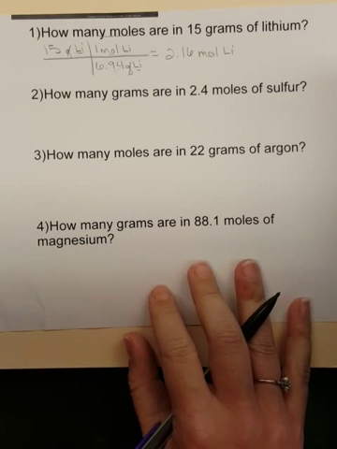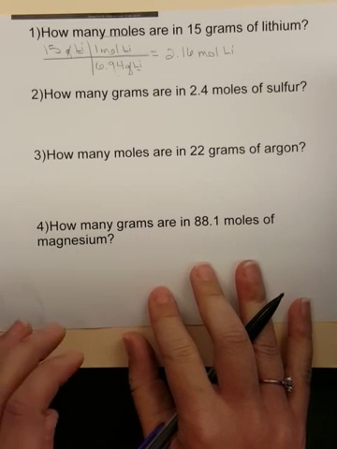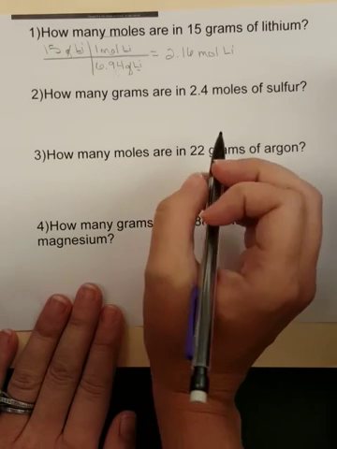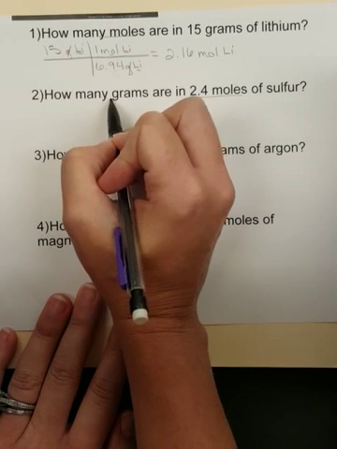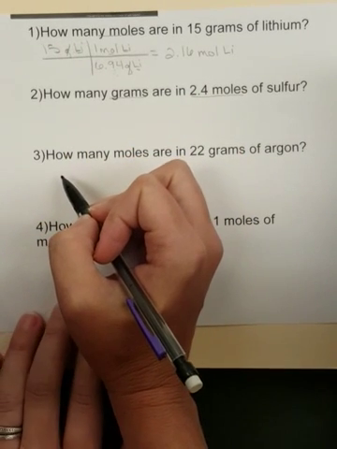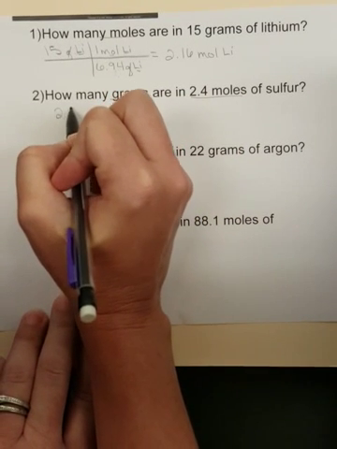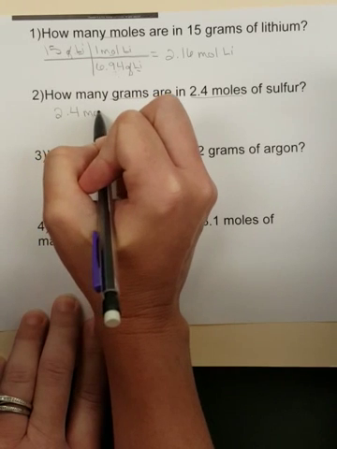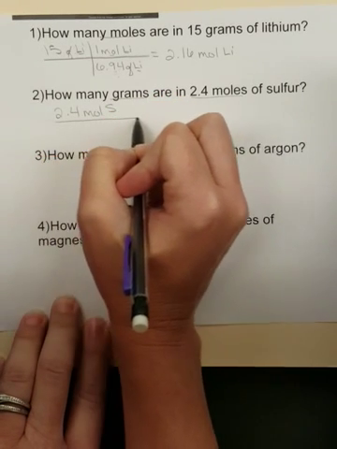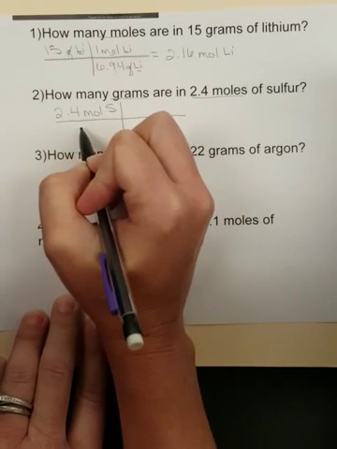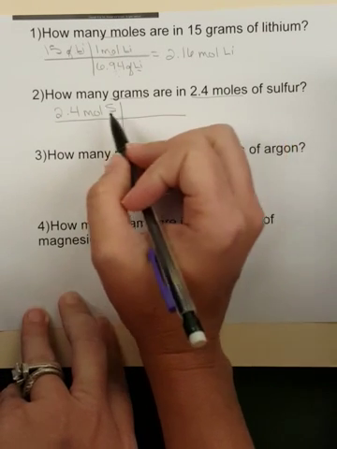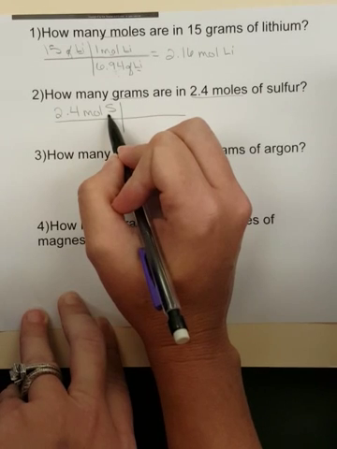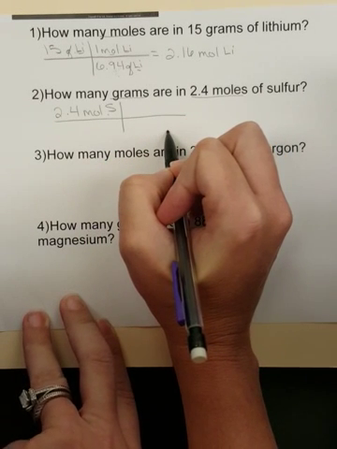All right, number 2, we're going the opposite way. How many grams are in 2.4 moles of sulfur? Always start with the number they give us. Look to see what it's asking for, and that's where we stop. So we start with 2.4 moles of sulfur. I'm going from moles to grams. So I have moles of sulfur here, and I need to have moles of sulfur down here.